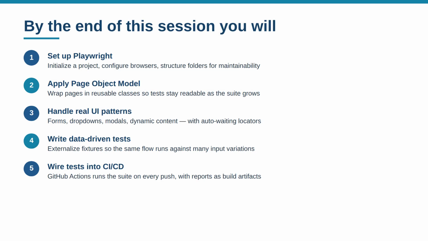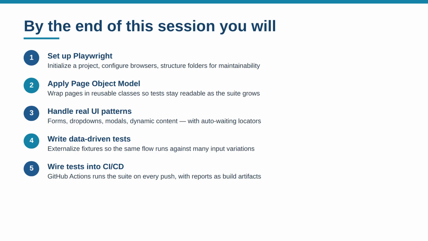5 objectives for today, each one concrete and measurable. Setting up Playwright means more than running one command. You will configure browsers, set up the folder structure, and write a base configuration that supports cross-browser runs from day 1. Applying the page object model is how you build a test suite that does not collapse when the UI changes. You wrap each page in a class. When the button ID changes, you fix it in one file, and every test that uses that page gets the fix automatically.